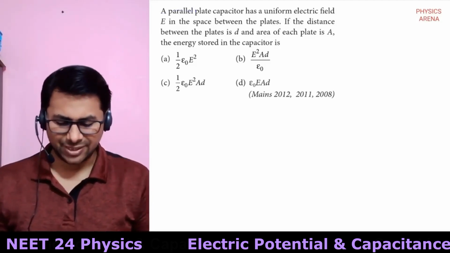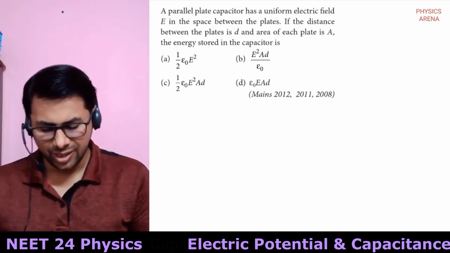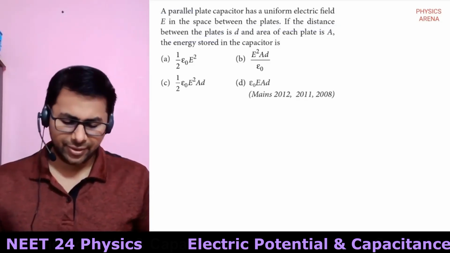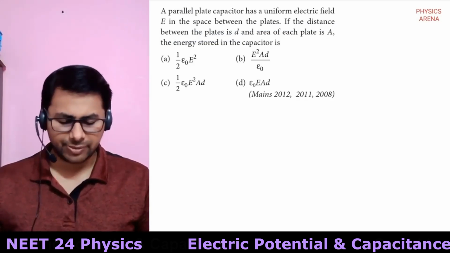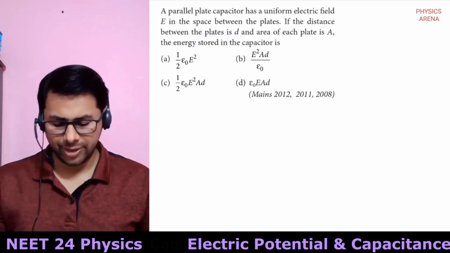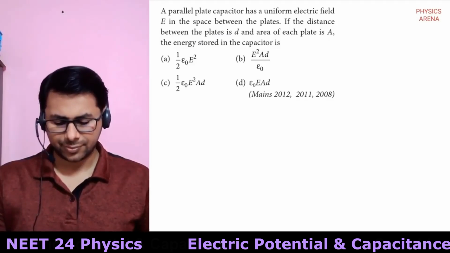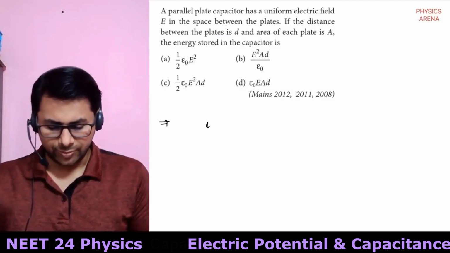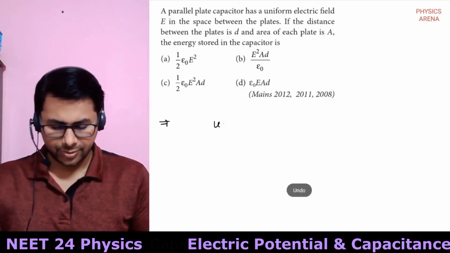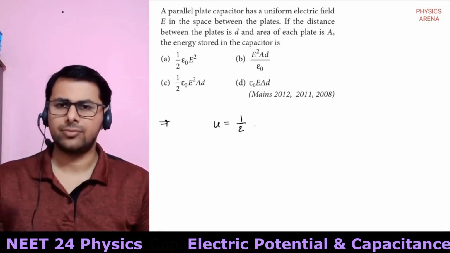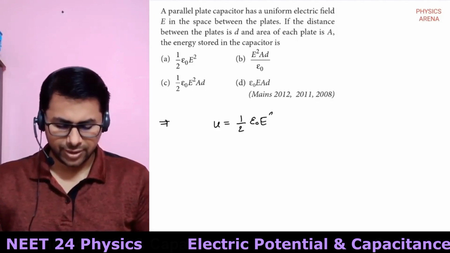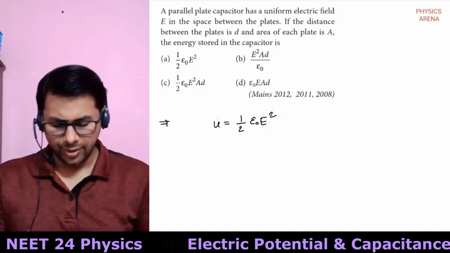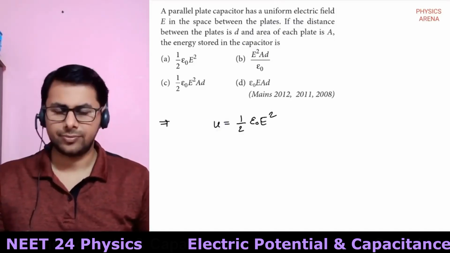A parallel plate capacitor has uniform electric field E in the space between plates. If the distance between plates is d and area of each plate is a, the energy stored in capacitor is. Tell me. You know energy per unit volume. U is equal to what? Half of. So whenever they ask questions like this, start with this formula. This is energy per unit volume.